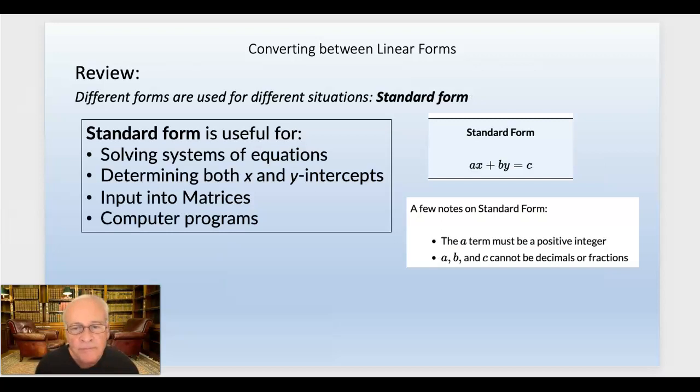Now, standard form, it's useful for solving systems of equations, guys. It's used a lot in the real world. It's good for determining both the x and the y-intercepts. All right? In the future, you guys are going to use matrices. All right? Standard form is used to input into matrices, and it's used for computer programs, okay? Remember, standard form, the leading coefficient must be positive. All right? Sometimes I write this with a positive a, b, c, all right? And again, the a, b, c, they cannot be decimals or fractions. They must be integers. And the leading one, the a, must be positive.